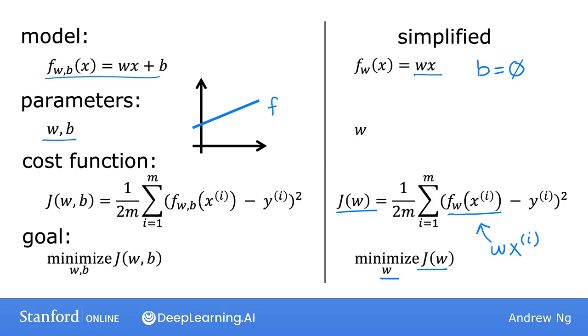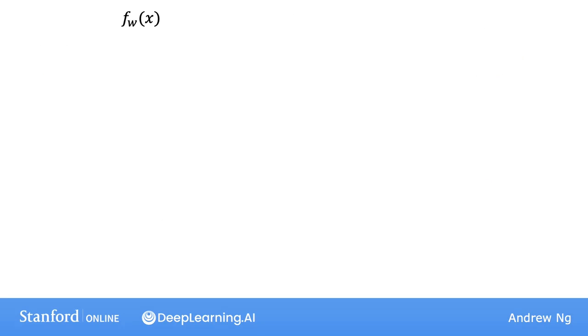To see this visually, what this means is that if b is set to 0, then f defines a line that looks like this. And you see that the line passes through the origin here, because when x is 0, well, f of x is 0 too. Now, using this simplified model, let's see how the cost function changes as you choose different values for the parameter w. In particular, let's look at graphs of the model f of x and the cost function J.